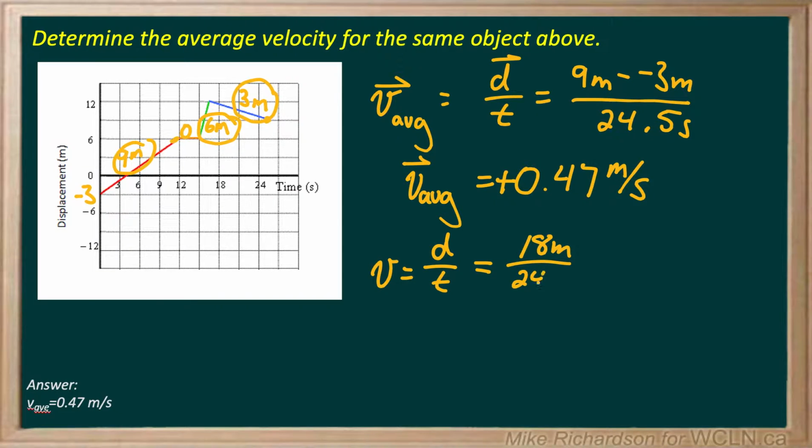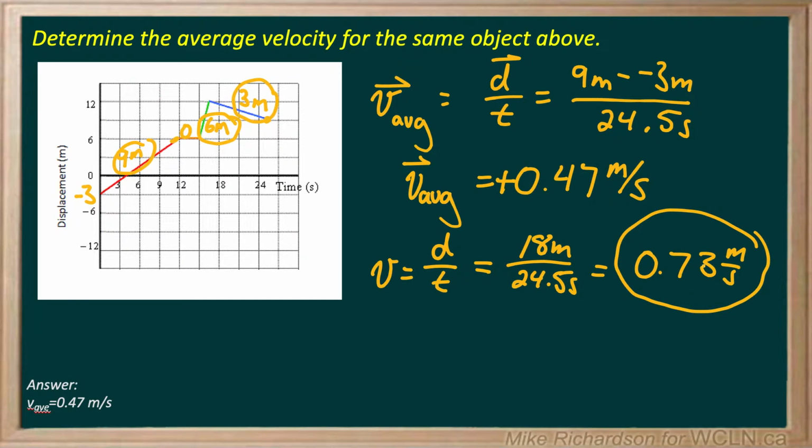And that took 24.5 seconds. So my average speed, when rounded off to the correct number of significant figures, is 0.73 meters per second. So notice if you change direction, your average speed and your average velocity are not the same magnitude. If this was all in one direction, then they would be the same magnitude.